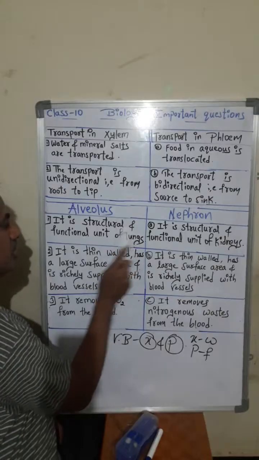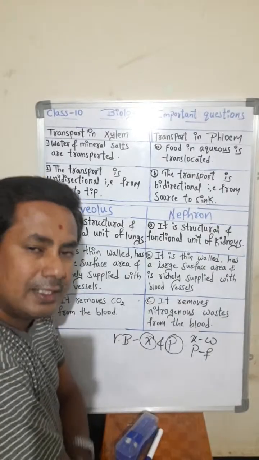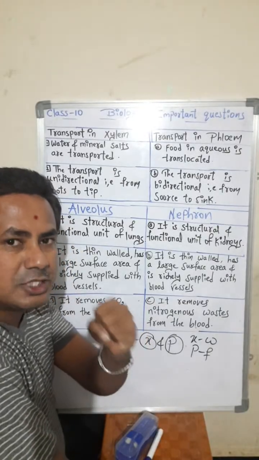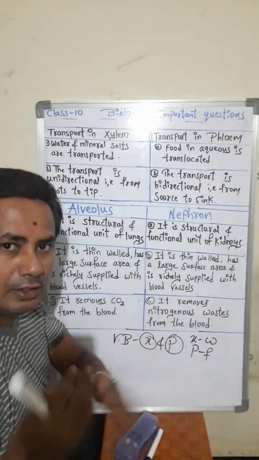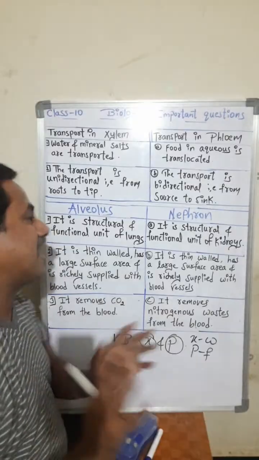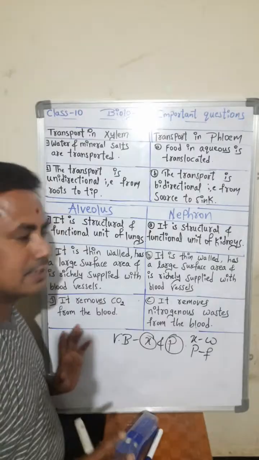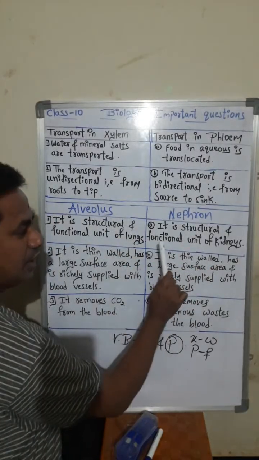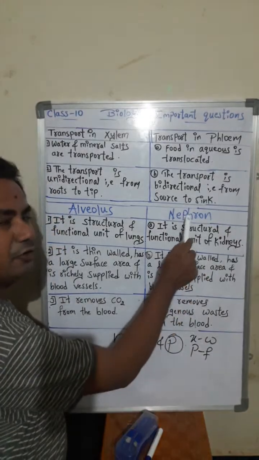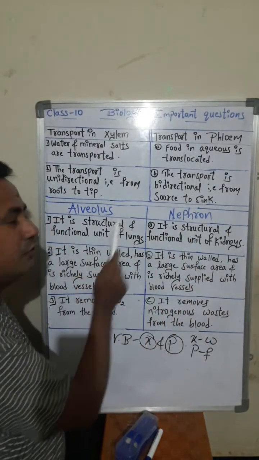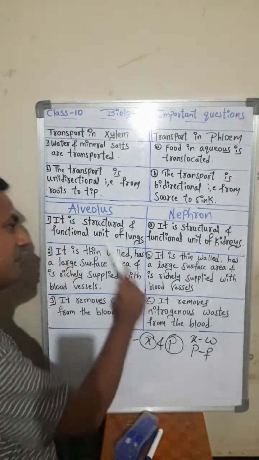It is a structural and functional unit of lungs. Alveolus is structural, it has structure, and functional, it will do a function. What? Exchange of gases. Alveolus is a structural and functional unit of lungs. And what is nephron? It is a structural and functional unit of kidneys. The kidney's structural and functional unit is nephron. The lungs' structural and functional unit is alveolus. Is that clear? This is the first difference.